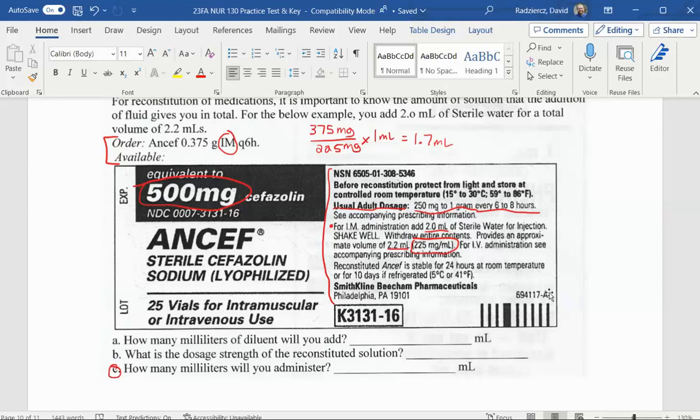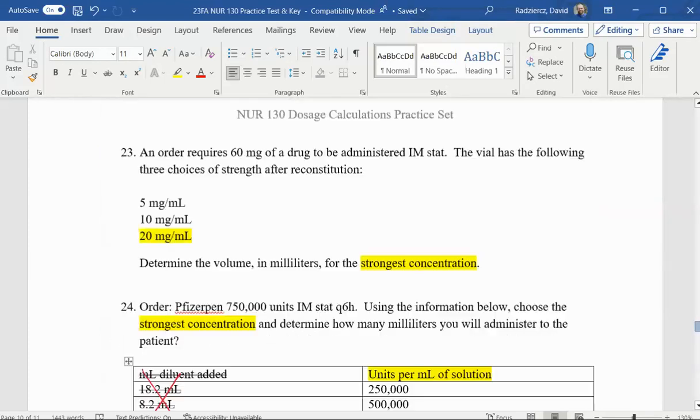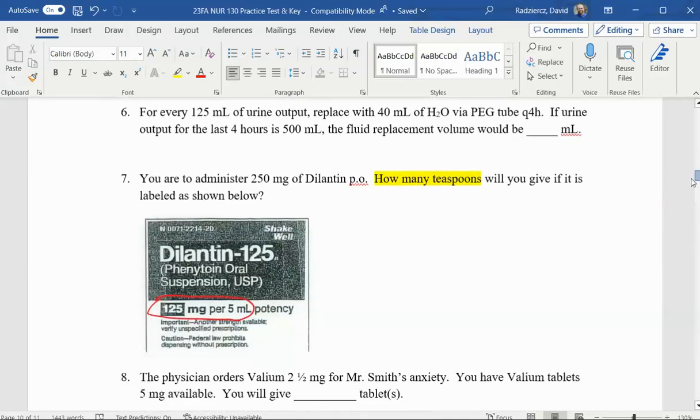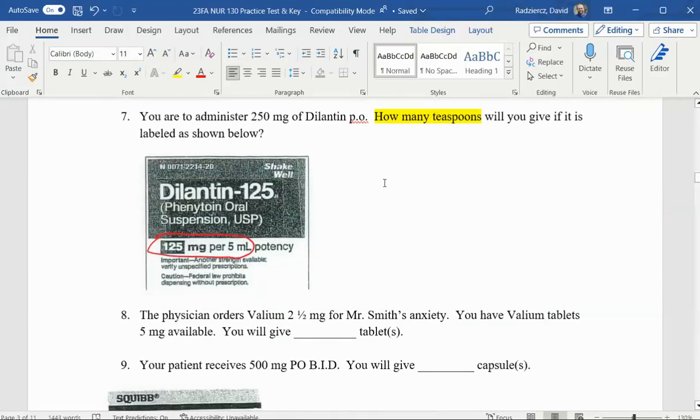So a couple things. When you're doing something like Dilantin, if I go back up to early on in the question set, it says you're to administer 250 milligrams of Dilantin. How many teaspoons will you give if it is labeled as shown below?